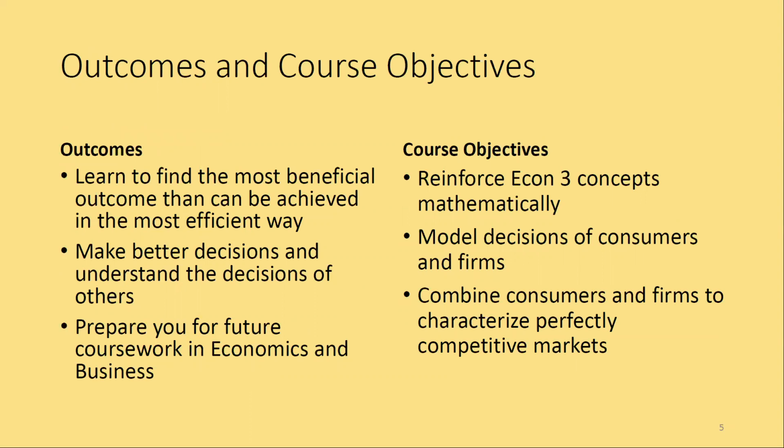In this course, we are going to take a more serious treatment of the concepts we learned in Econ 3. We are going to model the decisions of consumers and firms mathematically. And lastly, we are going to combine the consumer's behavior and firm's behavior to characterize a perfectly competitive market.